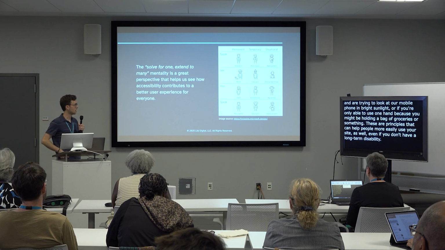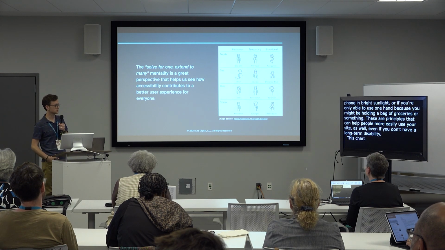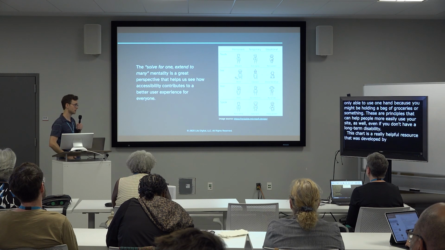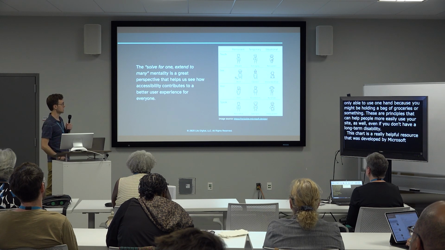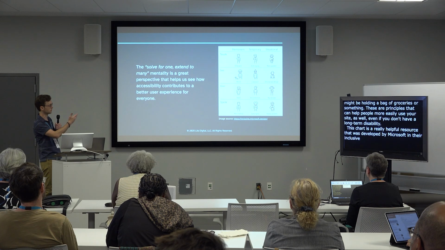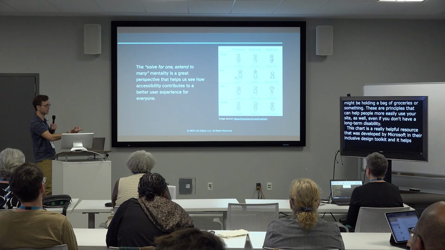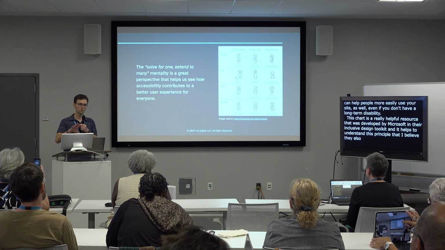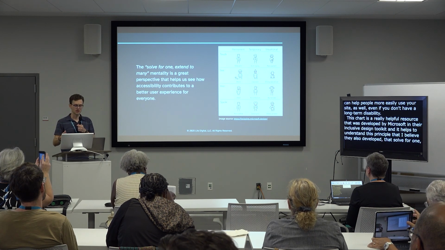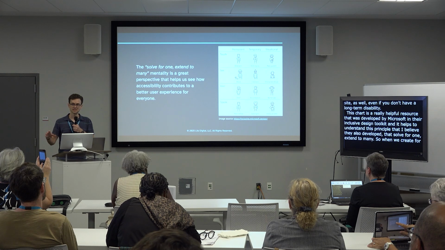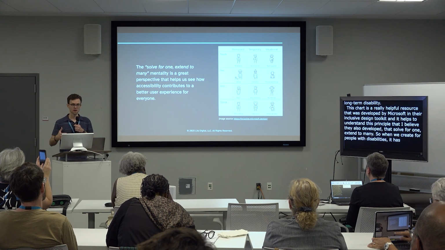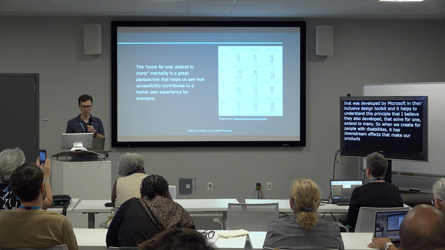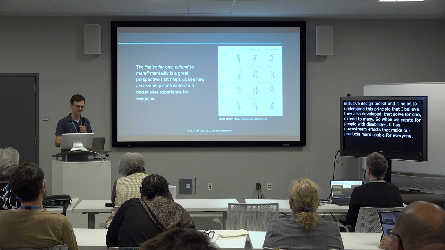This chart is a really helpful resource that was developed by Microsoft in their Inclusive Design Toolkit. And it helps to understand this principle that I believe they also developed called solve for one, extend to many. So when we create solutions for people with disabilities, it has downstream effects that make our products more usable for everyone. And this chart helps to exemplify that.